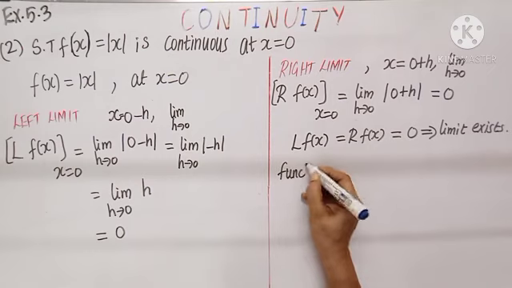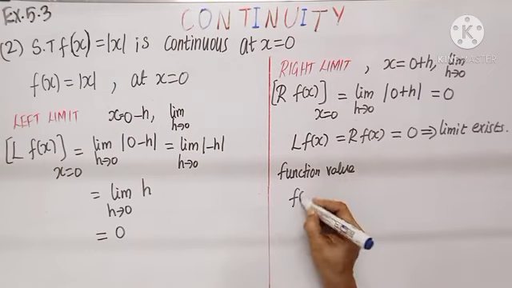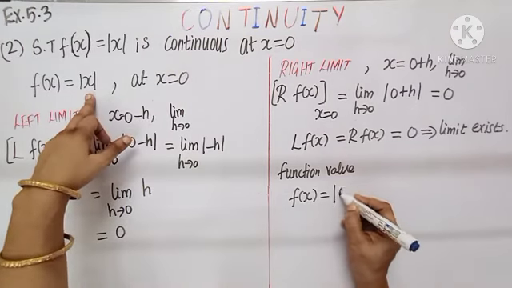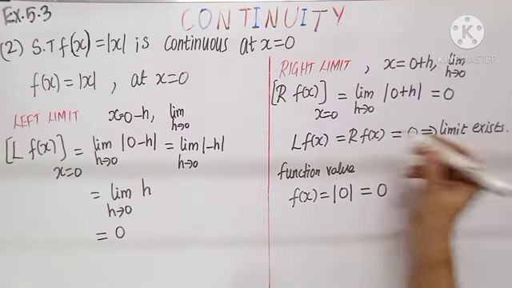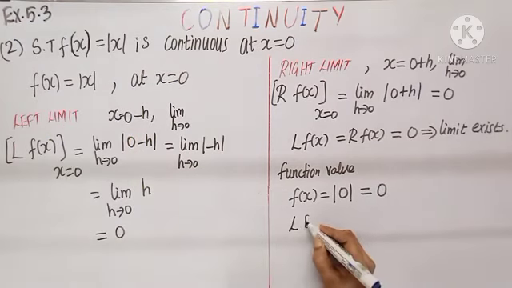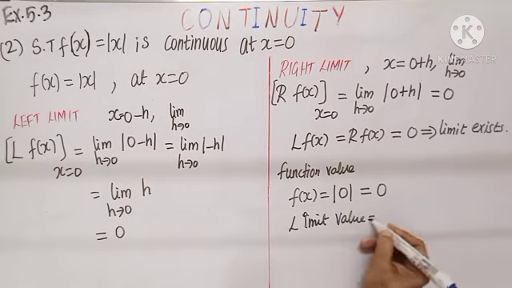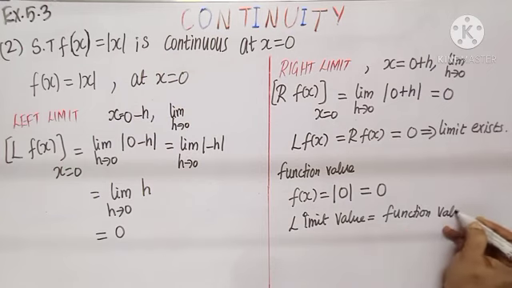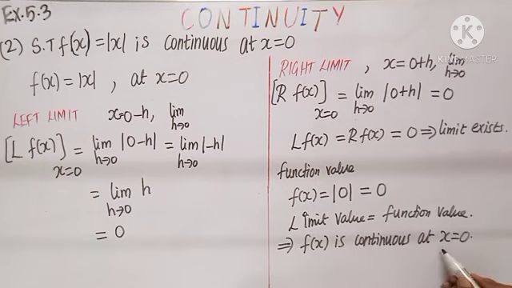What is function value? To find function value, in the place of x, put 0. f of x equals modulus of 0, that is 0. So all are equal. L, or I can say limit value equals function value. Therefore, f of x is continuous at x is equal to 0.